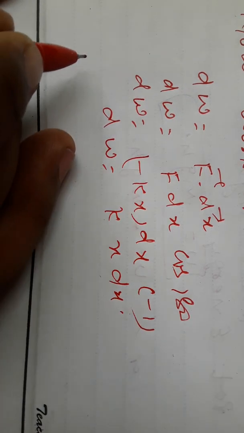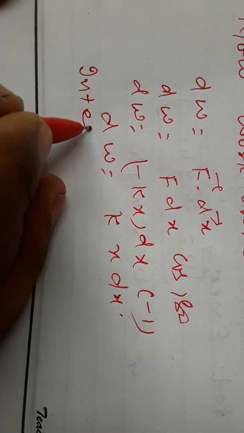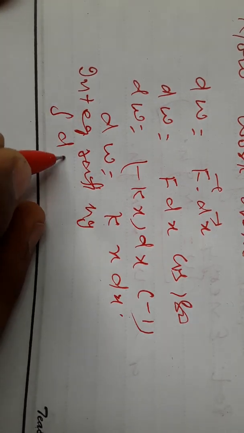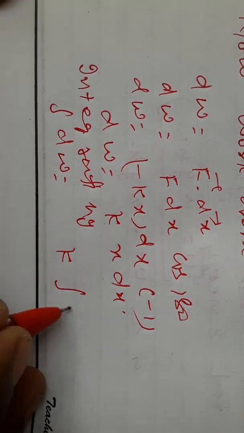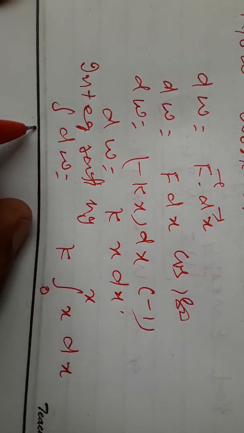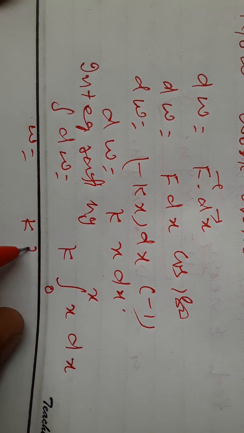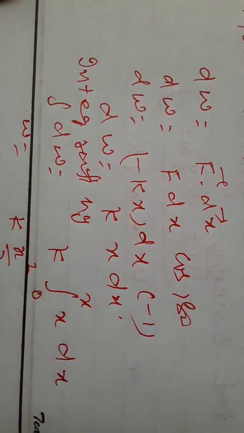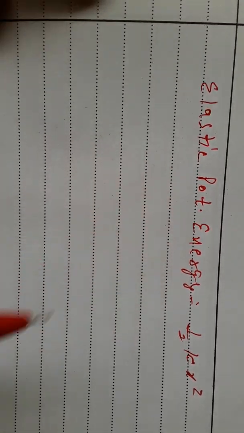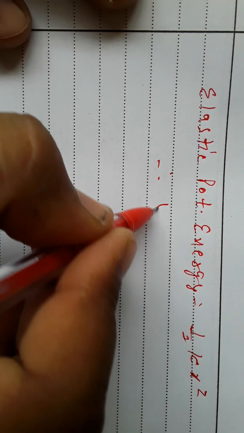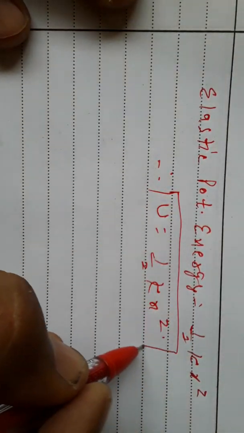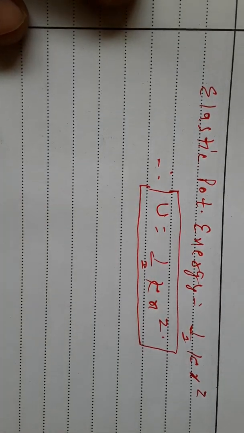Now total work done is calculated by integrating the expression. So dW is equal to kx into dx from 0 to x, total displacement. So W is equal to kx square by 2. Now the work done is equal to elastic potential energy, which is half kx square. So therefore U is equal to half into k into x square. This is the required expression for the elastic potential energy stored in a spring.